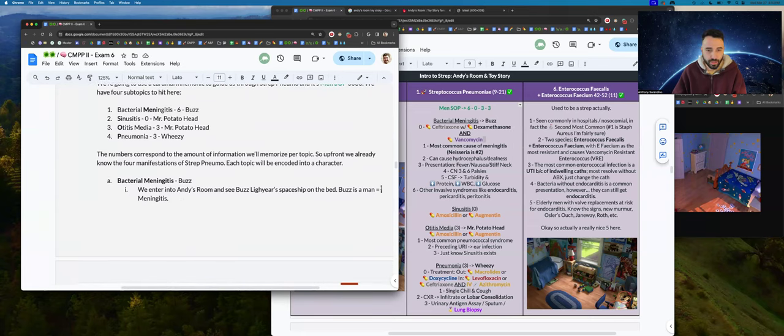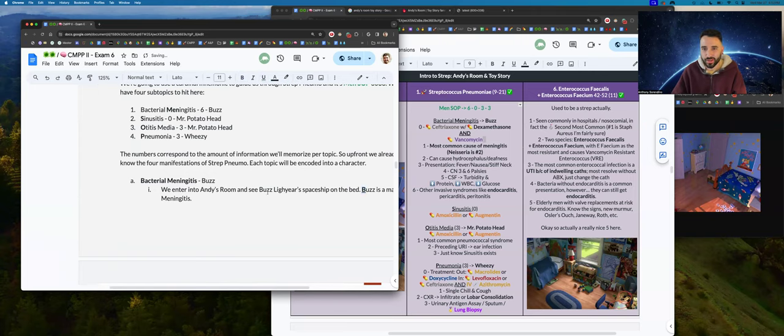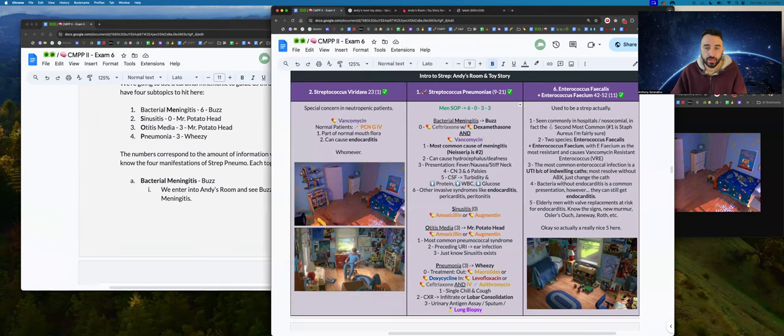Buzz is a man. And then the B in Buzz reminds us of bacteria. We just have to remember we're talking about strep pneumo here. Okay. So we need to knock out the treatments first.